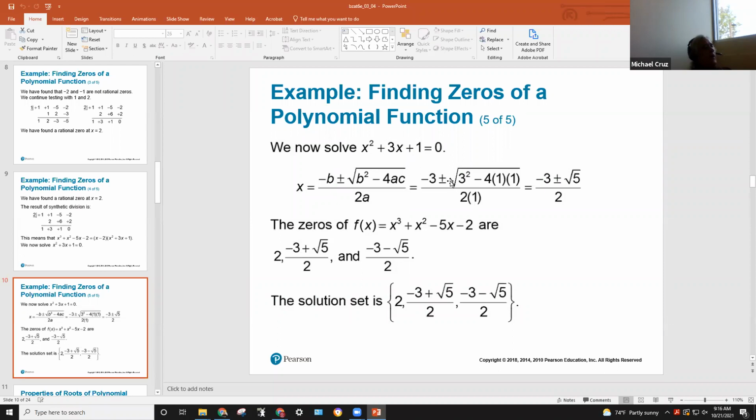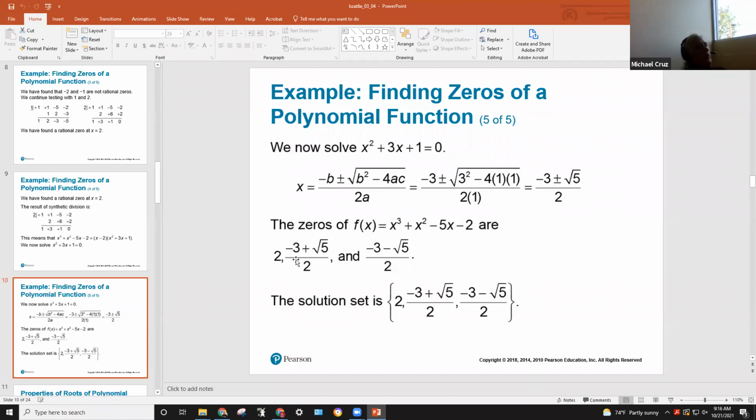Negative 3 plus or minus, square root, open up, there's the b squared, 3 squared, minus 4 times 1 times 1 all over 2 times 1. And then once you simplify it down, it's negative 3 plus or minus the square root of 5 over 2.